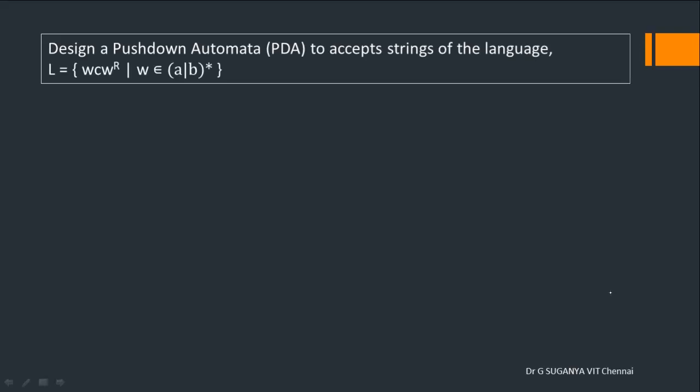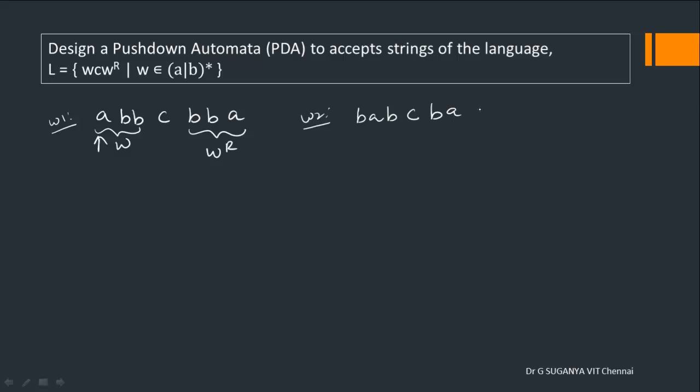So that's the understanding behind the language. Now let's draw the automata for the same. So we'll take this sample word A B B C B B A. So this is W and this is W power R. Initially the string may start with A or may start with B, right? So this is W1, word 1. W2 may be B A B C B A B. This may be W and this may be W power R.